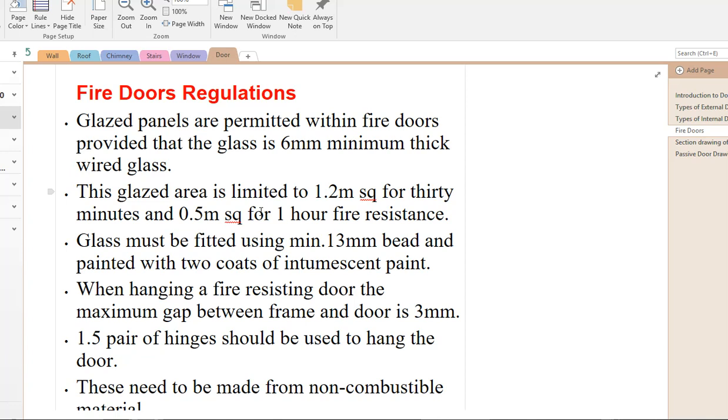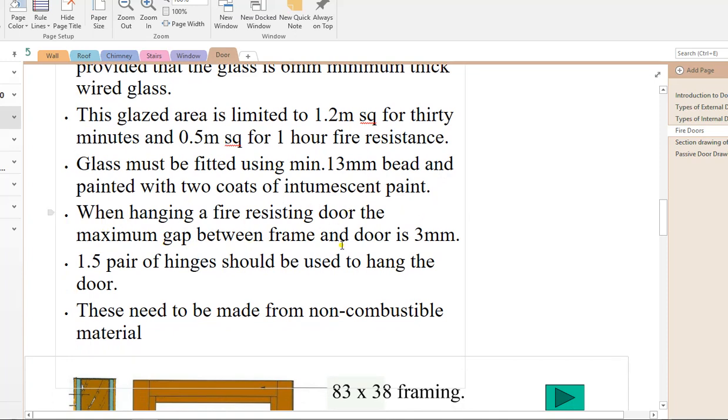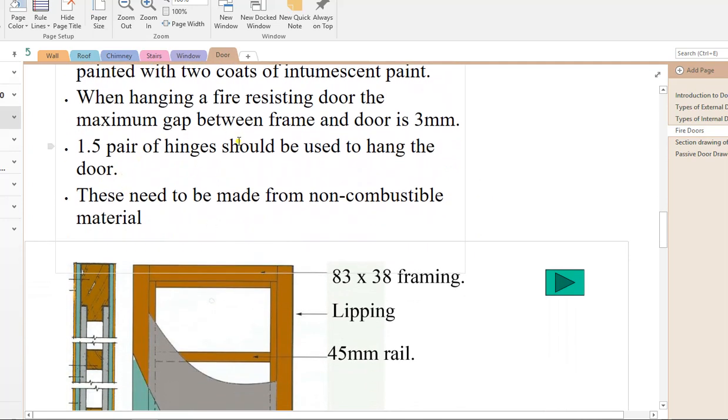Now the glazing section in a 30-minute fire door has to be no bigger than 1.2 square meters, and in a 1 hour fire door it's 0.5 of a square meter. So only a small bit of glass is used in an hour fire door. Glass must be fitted with 13 mil beads and painted with 2 coats of intumescent paint. When hanging fire doors you must have no bigger gap than 3 mils.